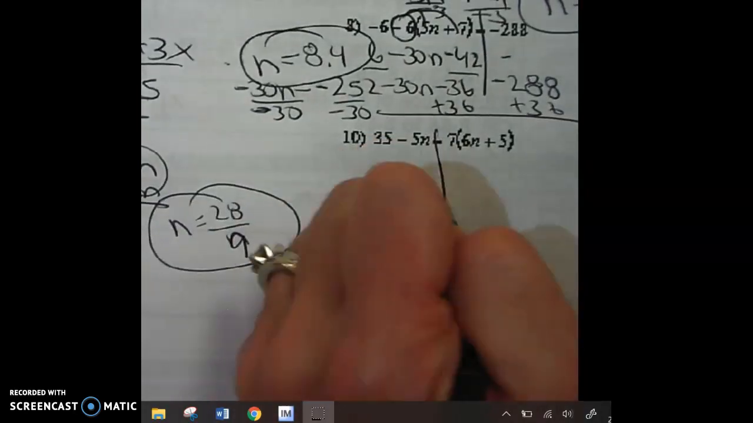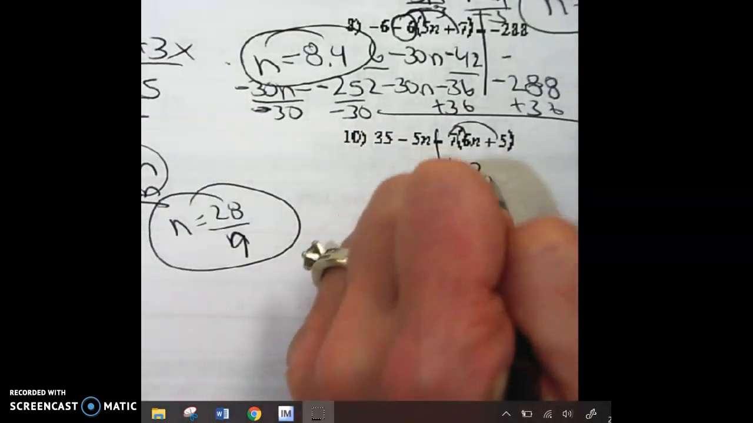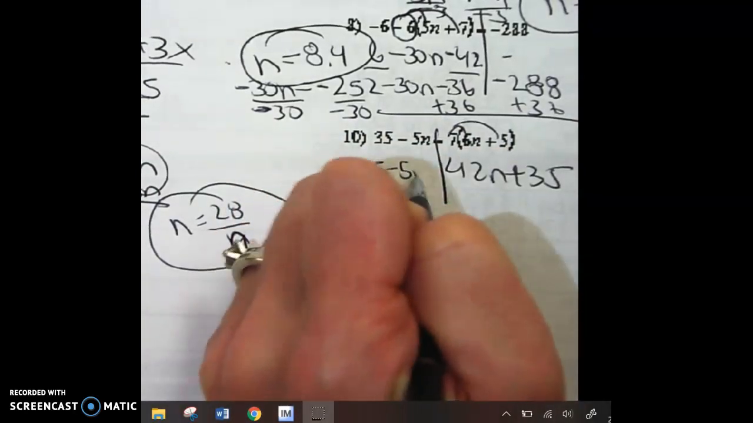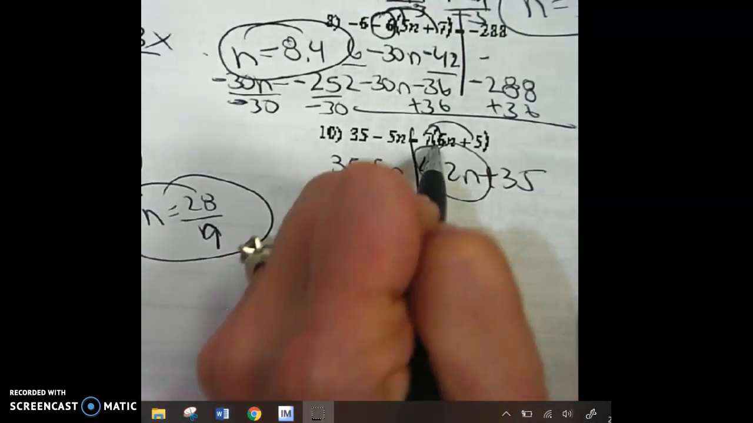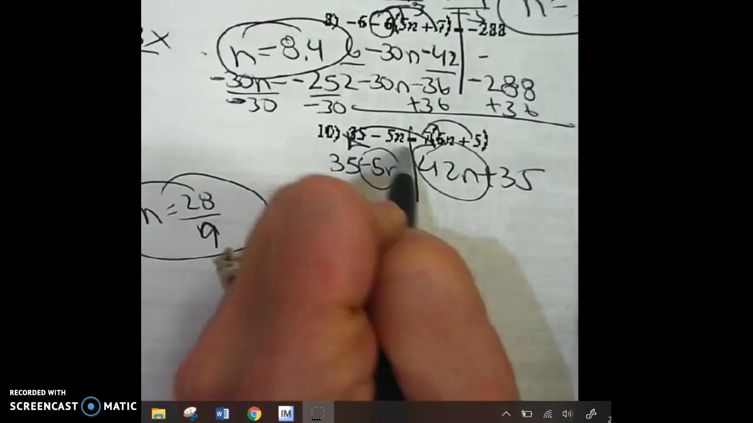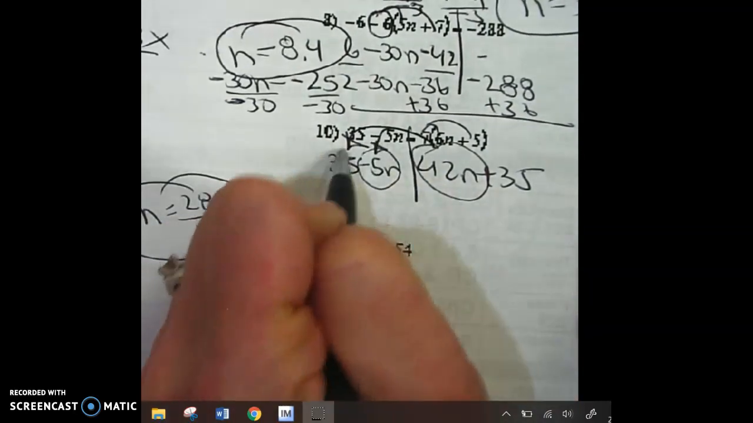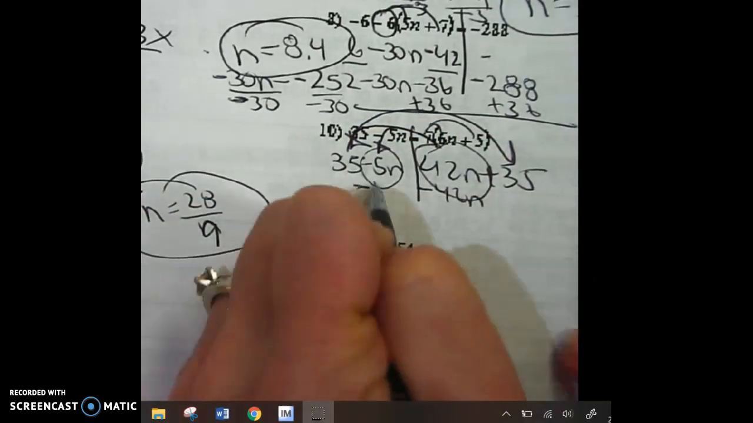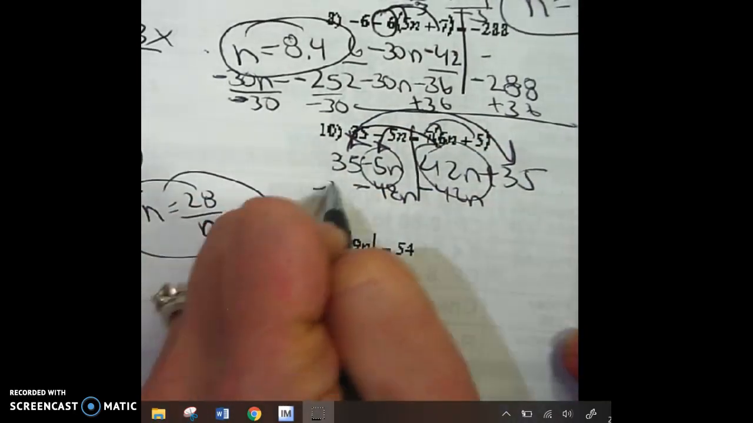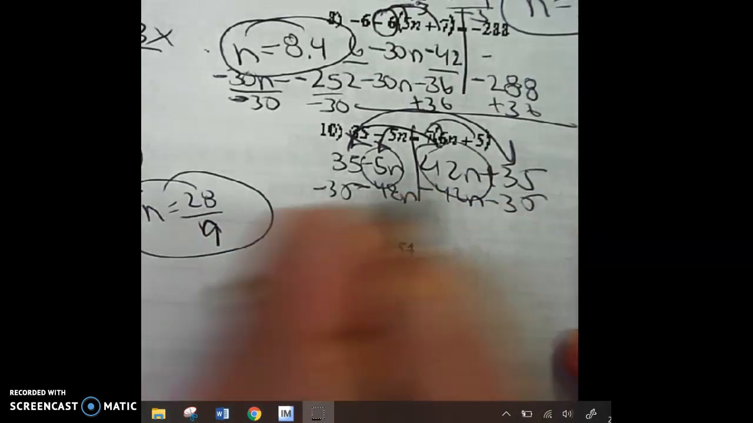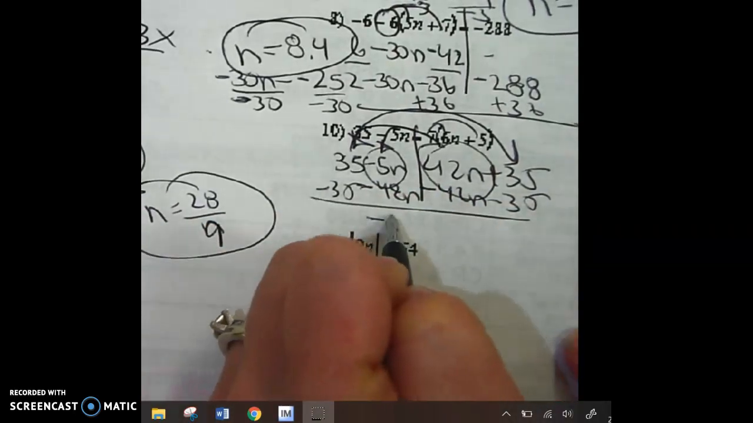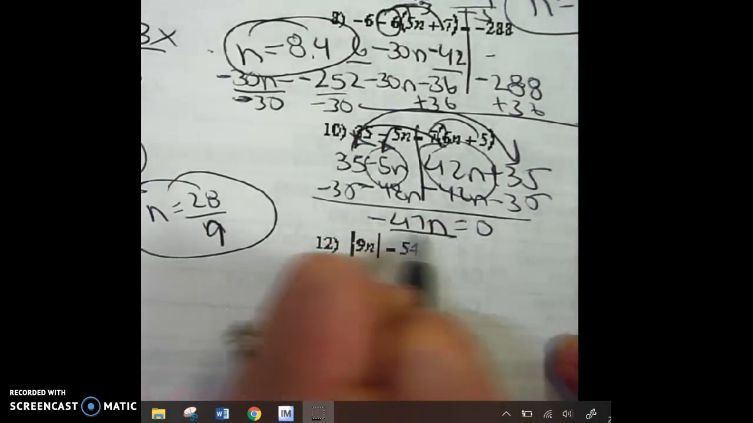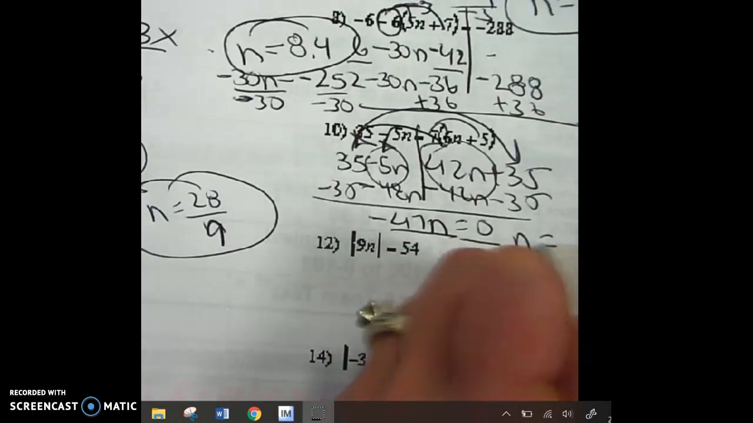Draw the line, multiply. And I'm going to bring this over here. I'm going to bring this over there. And I'm going to bring this over here. So I subtract 42n, subtract 35. I get negative 47n equals 0. Divide by anything, n equals 0.